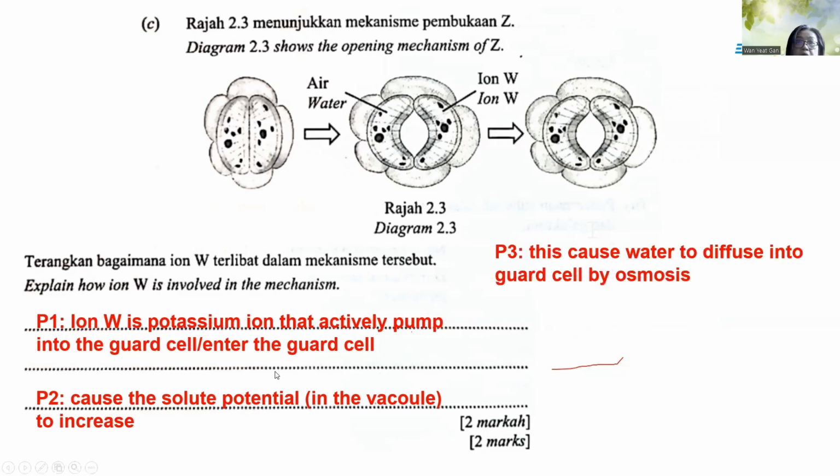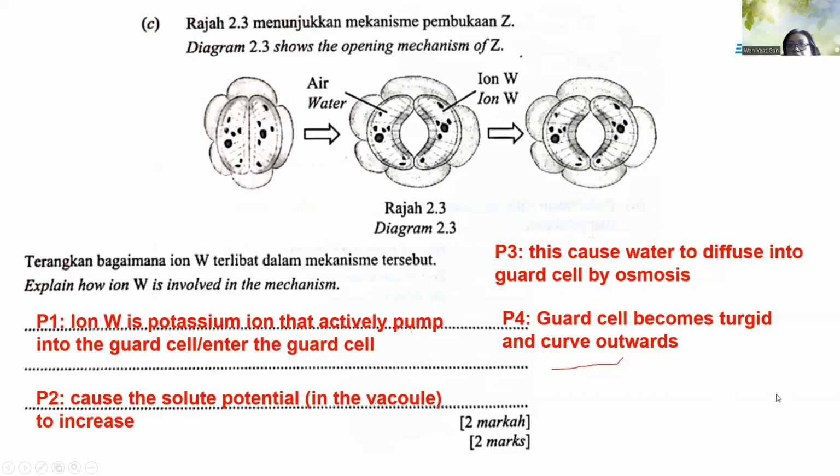So this will cause water to diffuse into the guard cell by osmosis because the adjacent cells are hypotonic to the guard cell. So the water will diffuse from the adjacent cell into the guard cell by osmosis. Okay, and the guard cell will become turgid and curve outwards because of the water entering into the guard cell.